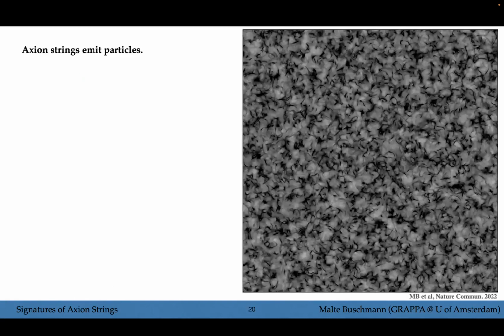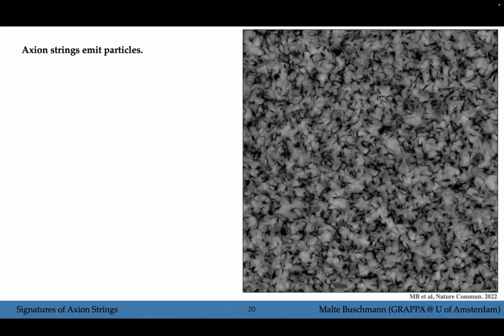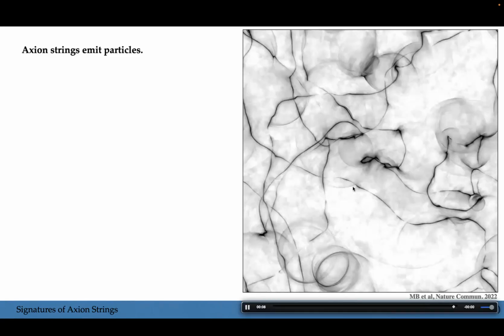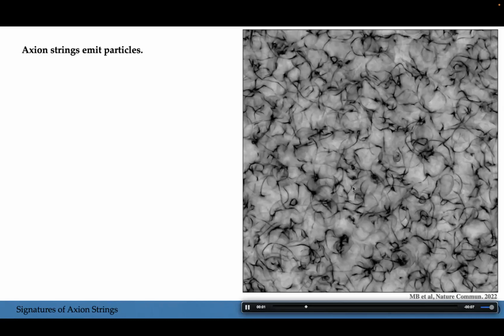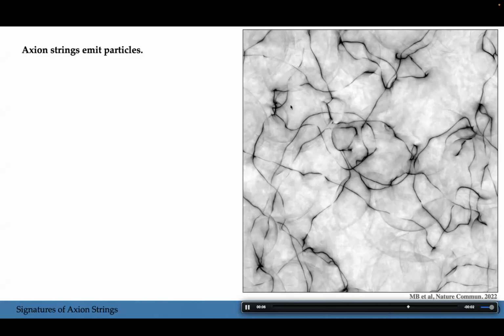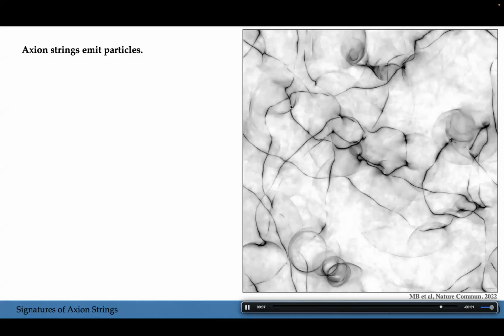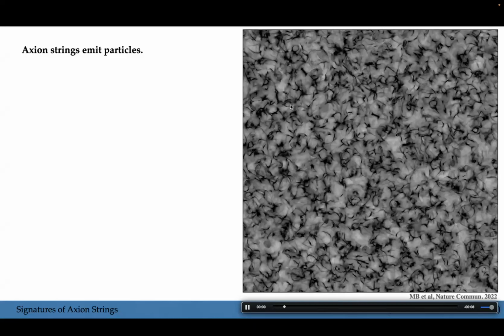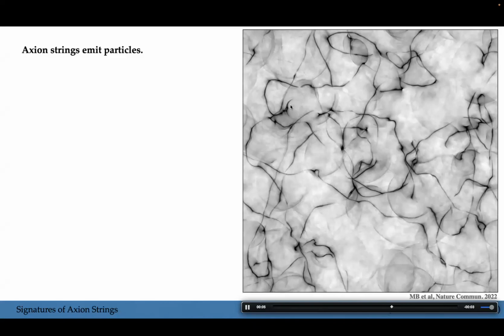So we all know axion strings emit particles. They are the main production mode of axions, which is why we are running these large-scale simulations of axion strings, because in the case of the QCD axion, we're trying to understand exactly how much is emitted as a function of time, so we can compute the number density and then match that onto the dark matter relic density.